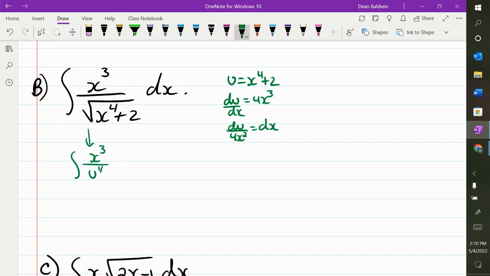I got a question, Logan. Is it bad if we don't move our constants out of the integral? No, you don't have to. You don't have to show that. Usually I don't. No, because you can just do it and then you multiply.